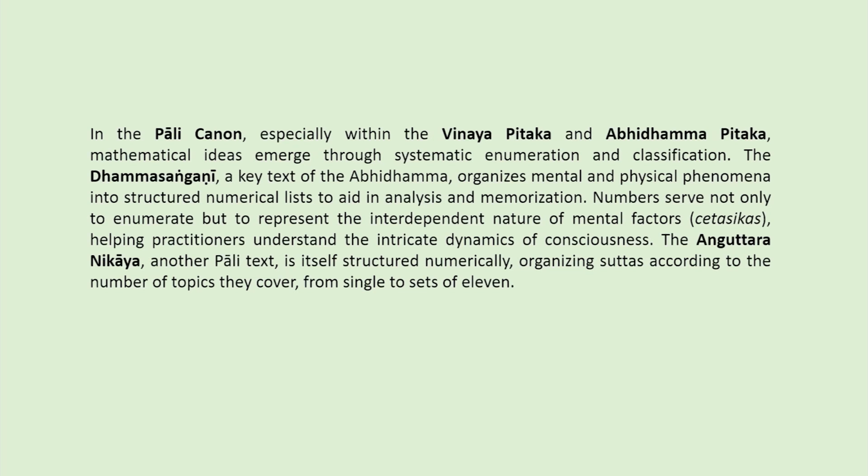In the Pali canon, especially within the Vinaya Pitaka and Abhidhamma Pitaka, mathematical ideas emerge through systematic enumeration and classification. The Dhammasangani, a key text of Abhidhamma, organizes mental and physical phenomena into structured numerical lists to aid in analysis and memorization. Numbers serve not only to enumerate but to represent the interdependent nature of mental factors, helping practitioners understand the intricate dynamics of consciousness. The Anguttara Nikaya, another Pali text, is itself structured numerically, organizing suttas according to the number of topics they cover, from single to sets of 11.